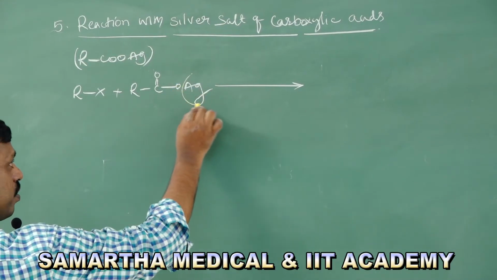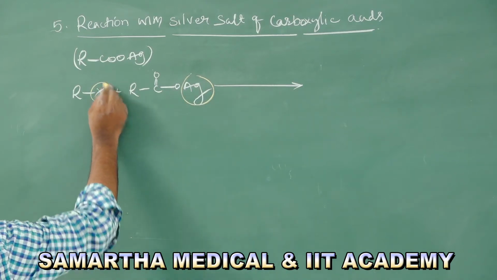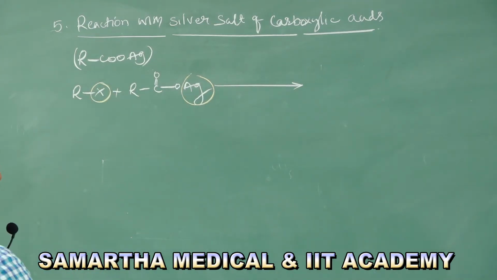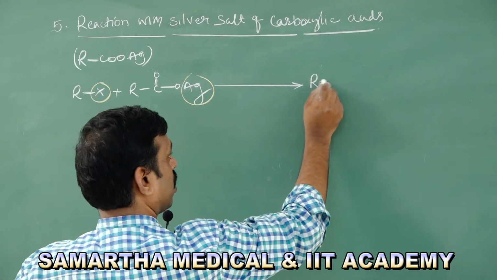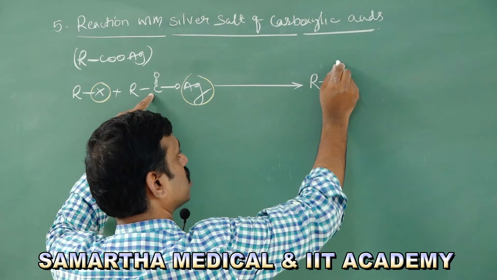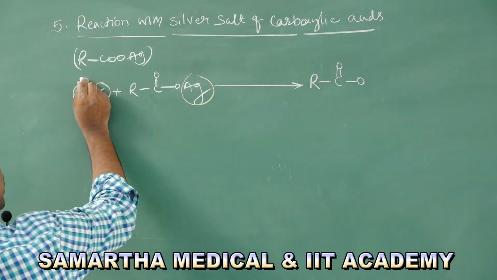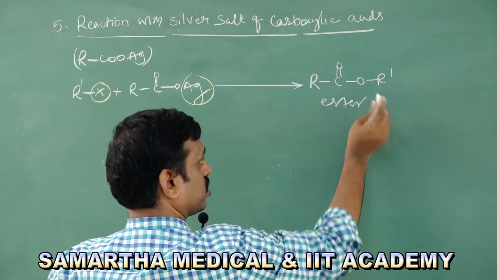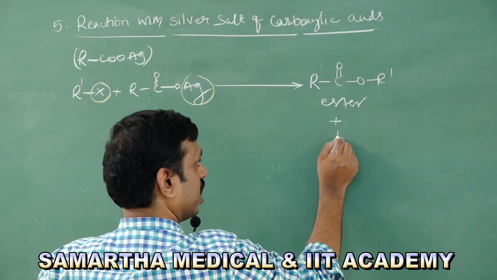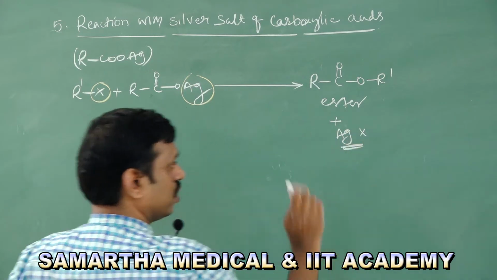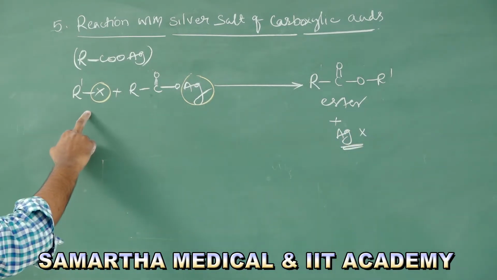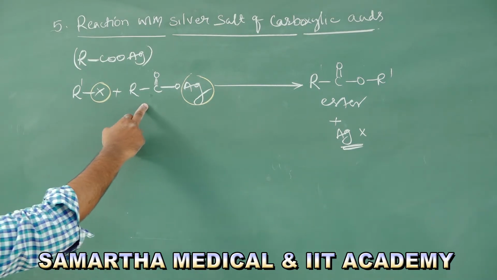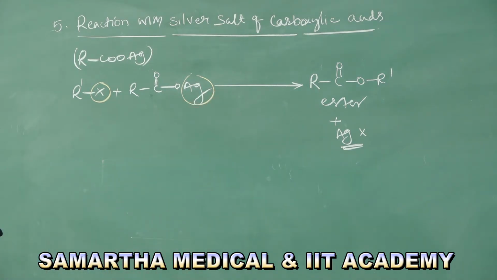See, here remove Ag and X as a silver halide, and this R, you write as it is, RCOO. Then take this R', it becomes R'. This is called what? Ester. Plus you will also get AgX. So therefore, alkyl halides react with silver salt of carboxylic acid to form corresponding ester.